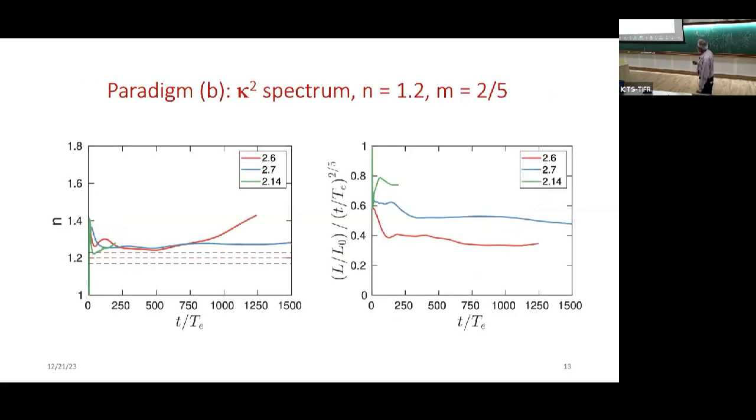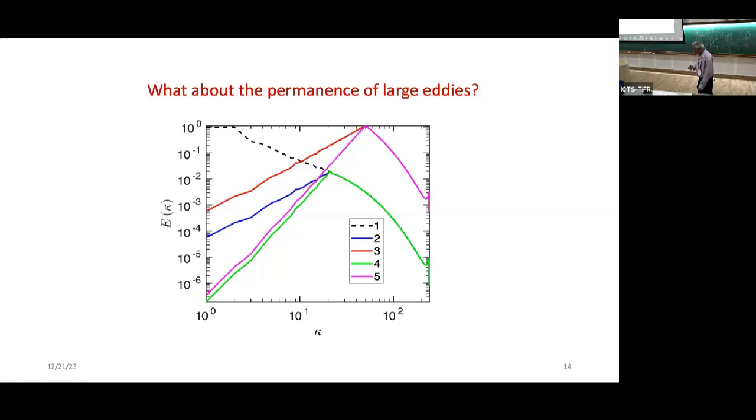Now, you take k squared. So we remember, we start out with k squared, and you ask whether it will reach 1.2 and 2/5. And here is 1.2, somewhere here. Okay, it is a little bit higher, except for this, I don't know why it takes off. But you see this one here, for instance, is within a few percent of 1.2. And the length scale, this is length scale divided by t to the power 2/5. It's pretty good. It's really not bad at all, actually. Now, what it means is, if you control the spectrum initially, you will get what you expect.